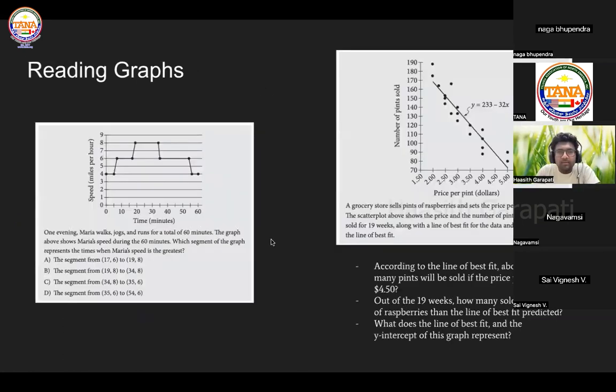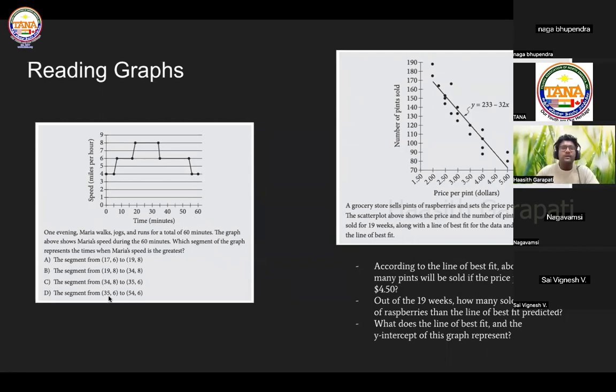Reading graphs. This shouldn't take very long. It's pretty easy. A lot of questions on the ACT, they're going to give you a graph with a whole bunch of information on it, and you have to answer questions based off of the graph. It's not that complicated. There's going to be a whole different bunch of graphs. These are just two examples. One is a time graph and the other one is a scatter plot. Let's take a look at the questions to see how they are.